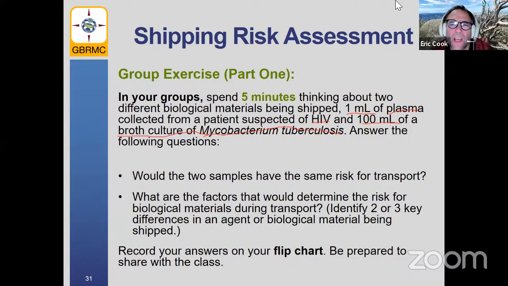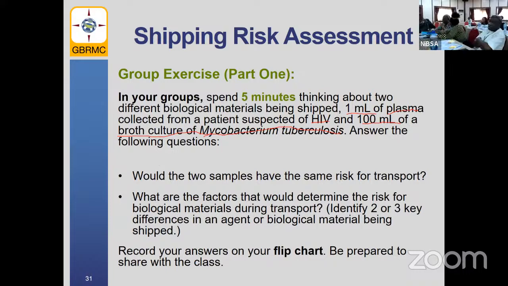So my question was, well, how do you decide what is high risk? What makes something high risk versus low risk? Same thing in shipping. What makes one shipment high risk and another shipment low risk? What factors determine whether something is high or low? And so that's what I want you guys to come up with, a list of the factors that determine whether a shipment is high risk or low risk.